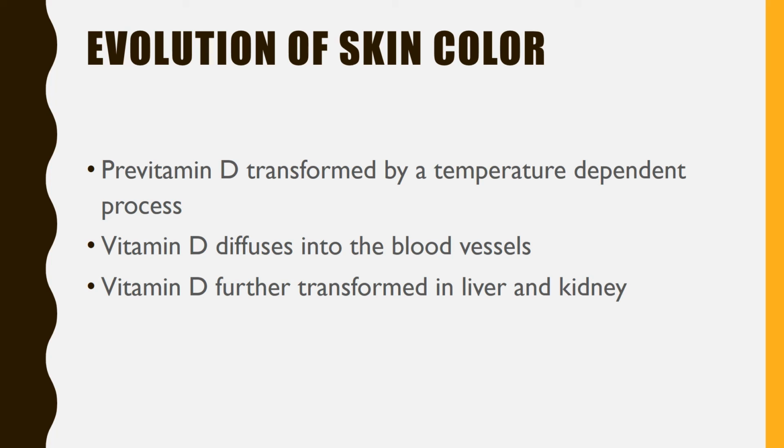Pre-vitamin D is then transformed into vitamin D by a temperature-dependent process. This typically takes around 2 to 3 days. The vitamin D that is produced will then diffuse into the blood vessels of the dermis. Other organs like the liver and the kidney will then transform the vitamin D into the most active form that is used for calcium absorption, which is imperative for bone development, tooth development, and even for the regulation of muscle actions.